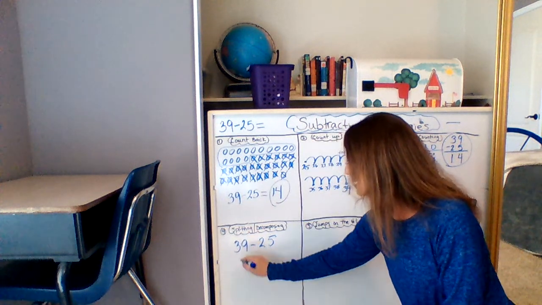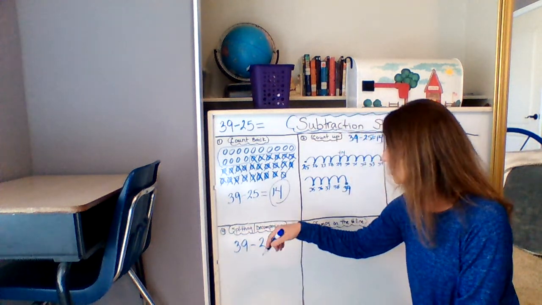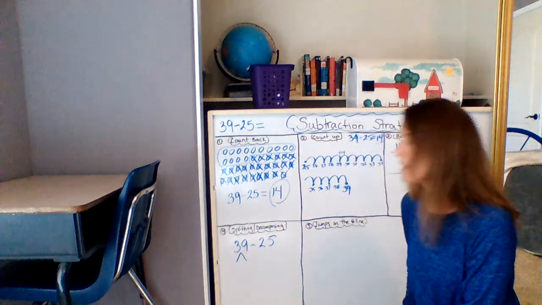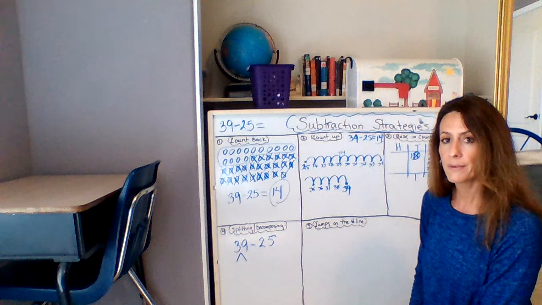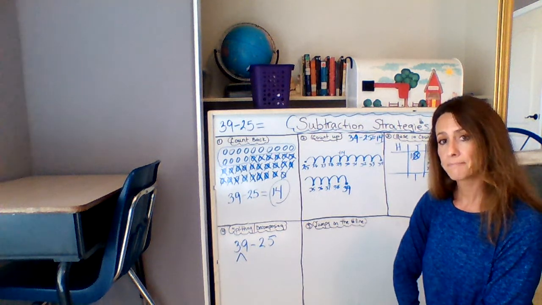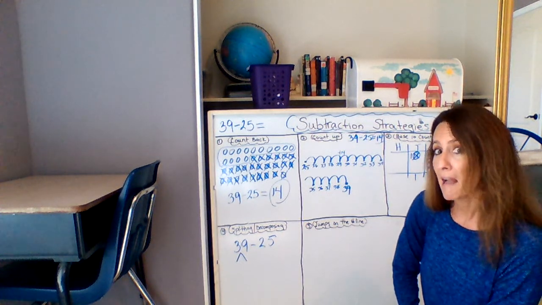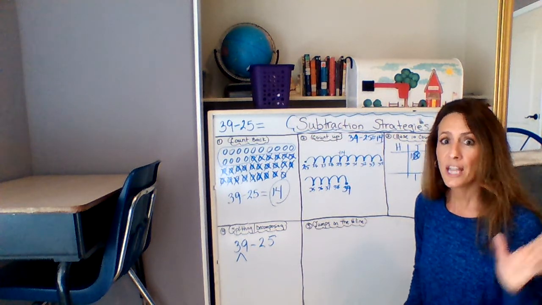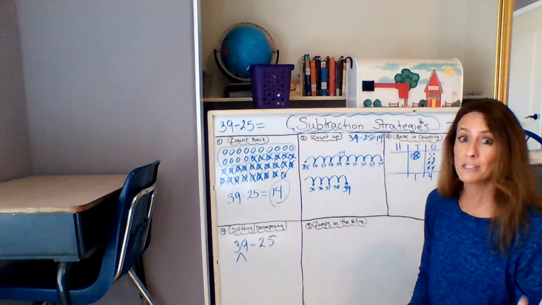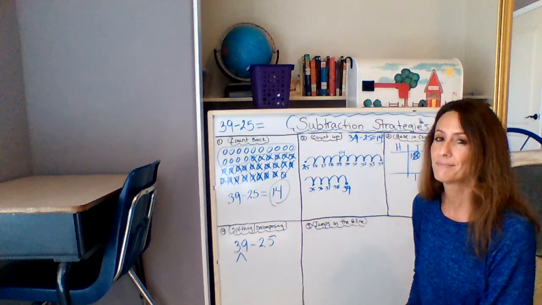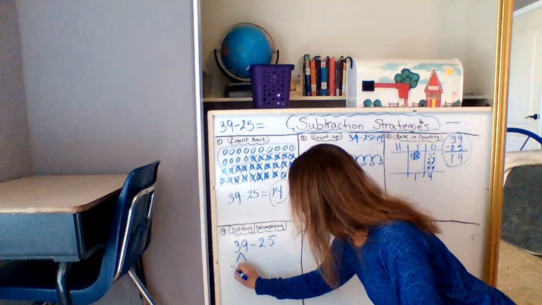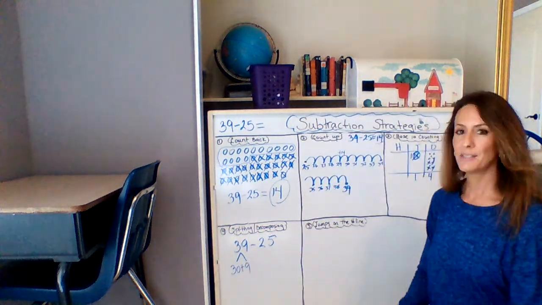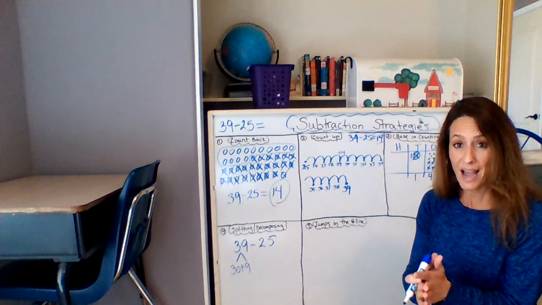Just like with adding, when we were adding our numbers in the other video, we're going to go ahead and break down our 39 into expanded form. And do you remember what that looks like? I hear you. You're saying 30 plus 9, Mrs. Dome. 30 plus 9. That's right. Yep, because 30 plus 9 is 39.